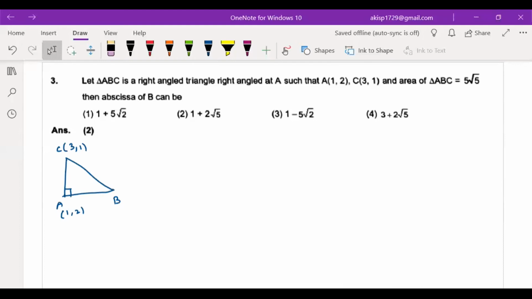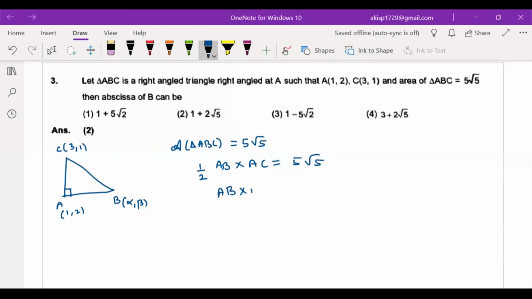So let us take alpha and beta as the coordinates of B, and we are interested in the abscissa of B. Now what do we know? We know the area of the triangle ABC is pi root 5. So this is one thing that we have. But what is area? Area is half into base into height. Half into base, the base I can take as AB, into the height AC. This is given to me as 5 root 5. Now that means I just have AB into AC is nothing but 10 root 5.